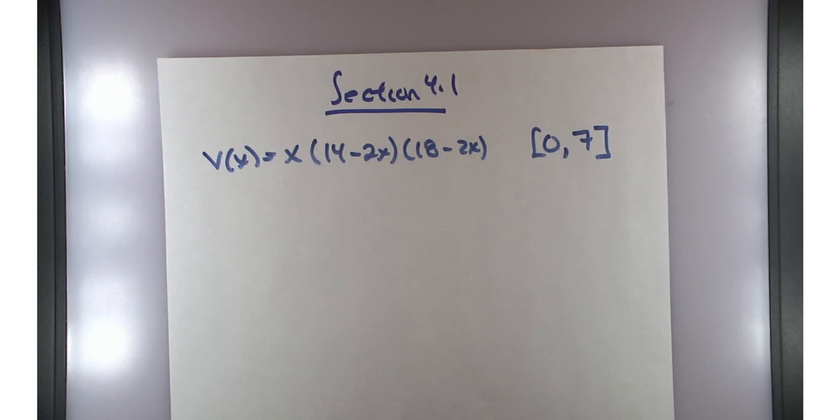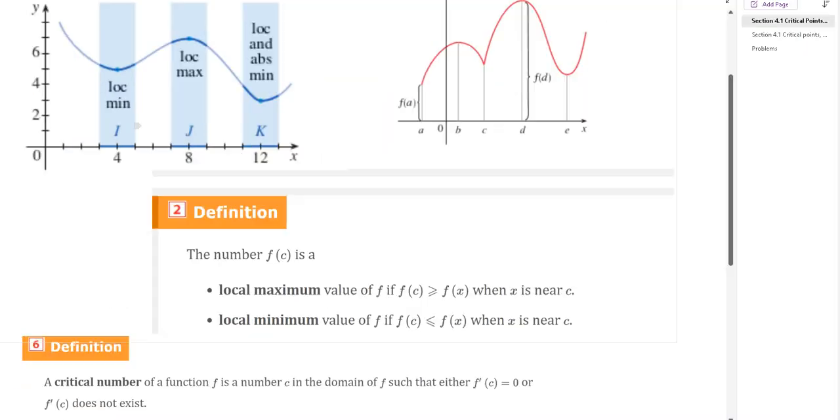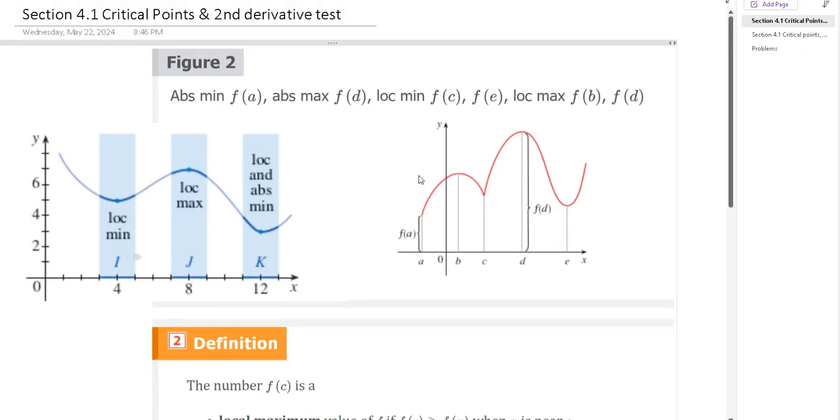One of the things we need to understand is something called critical points. So let's look at critical points for just a minute here. On the right-hand side, I've got this little graph with points at A, B, C, D, E, etc. And for critical points, there are going to be some interesting things happening. All of these points here, B, C, D, and E, are critical points.